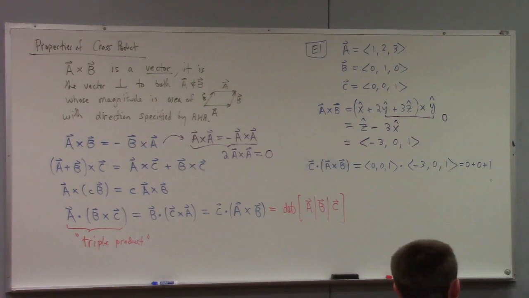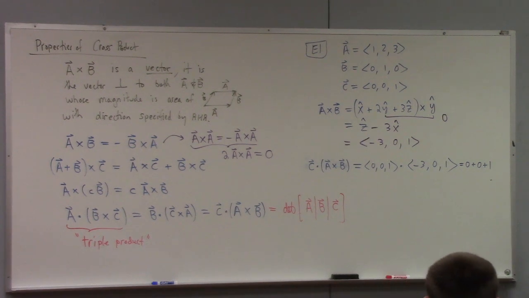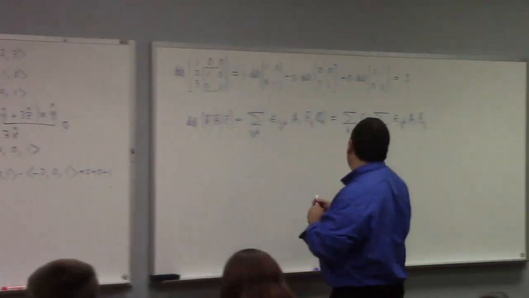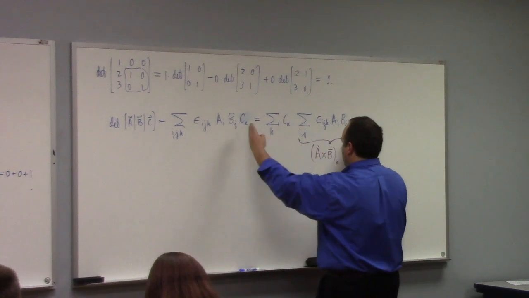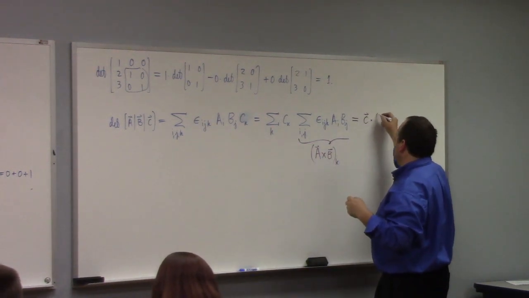Now, there's a formula for the determinant of a 3 by 3 matrix. I'll just mention this in passing. If I wanted a formula for this, it's actually equal to the sum over i, j, k of epsilon i j k, a i, b j, c k, which is exactly equal to the sum over k of c k times the sum over i and j of epsilon i j k, a i, b j. But you see, this right here is the kth component of A cross B, and this overall is the formula for C dotted with A cross B.